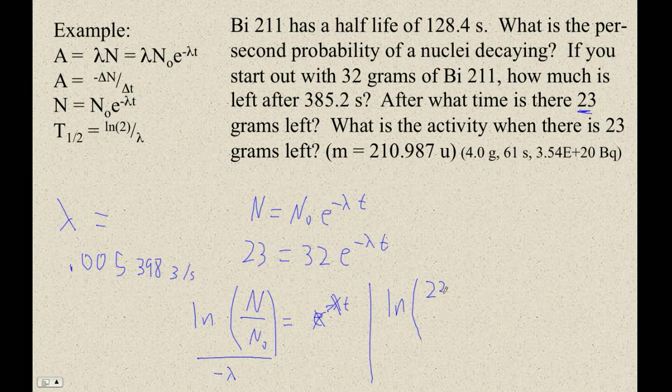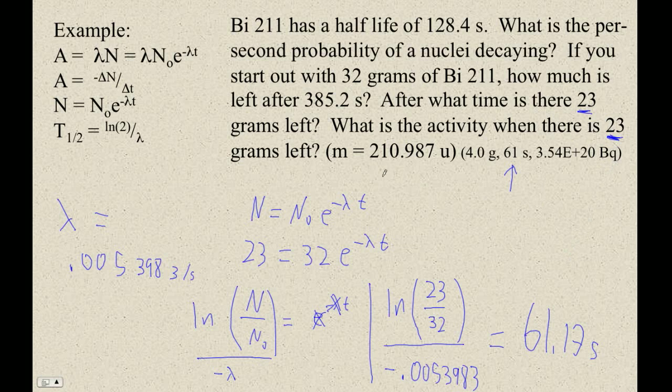ln of 23 over 32, divided by negative, okay, so let's figure that out. Okay, natural log of 23 divided by 32, divided by negative a. Remember, this will be a negative number because it's less than 1, and then we divide by a negative, so it should be positive. And I get 61.17 seconds, which with 2 sig figs would be that, right? And then the final question is, what is the activity when there's 23 grams left?